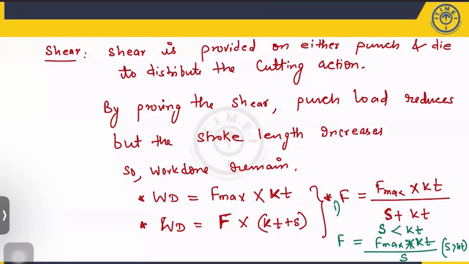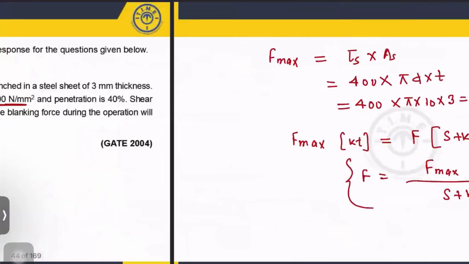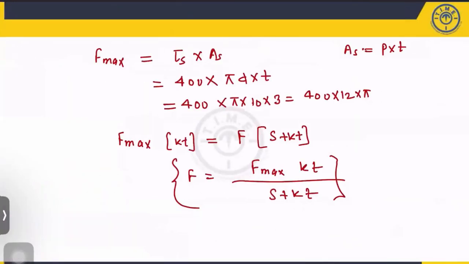Now see, it is applicable only when the shear is less than KT. That means if the value of shear is less than KT, then you can use this particular formula. If it is greater than KT, that means this can be neglected in comparison to the S, so you can consider only S. Let me check first what is the value which you are getting as a KT. So KT value, if you calculate, percentage penetration is 0.4 and this is 3, 1.2.